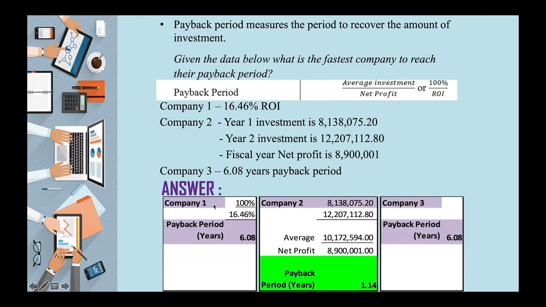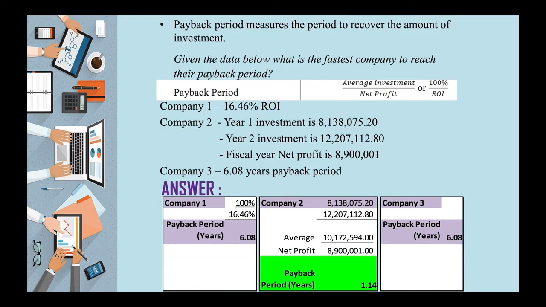For the first company, 100% over ROI. Itong second formula ang ginamit natin dahil given sa kanya is the ROI. Walang binigay na net profit or average investment, kaya po yung second formula ang gamit natin. And if we are going to divide those numbers, bibigyan tayo ng 6.08 as payback period. Meaning to say, if we're going to invest in company 1, no, magkakaroon tayo or maghihintay tayo ng 6 years before mabalik yung money natin.